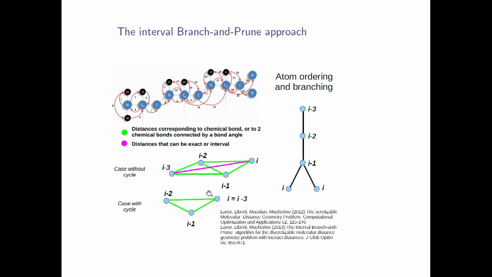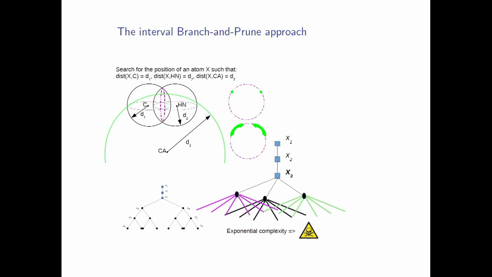And this method can also be described as the intersection of spheres. So you have three atoms and you want to position the fourth one.